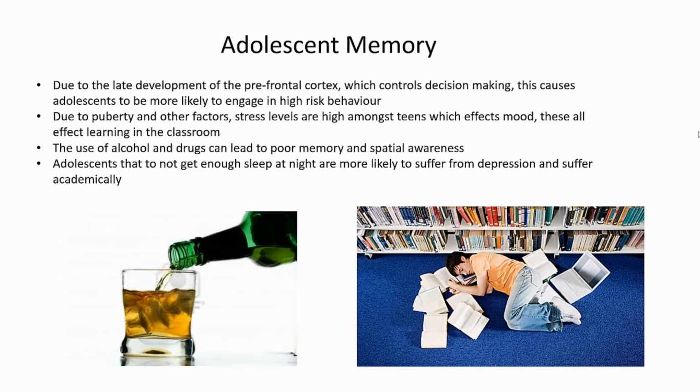The prefrontal cortex, which controls decision making, is one of the last connections to develop in the brain, which causes teenagers to be rash and partake in high-risk behaviour. As teenagers' bodies change, it affects mood and learning at school. These together make teenagers more likely to drink or take drugs, which has major knock-on effects in later life, like affecting the hippocampus, which helps store memory. Studies also show teenagers who do not get enough sleep have problems with depression and also suffer academically.